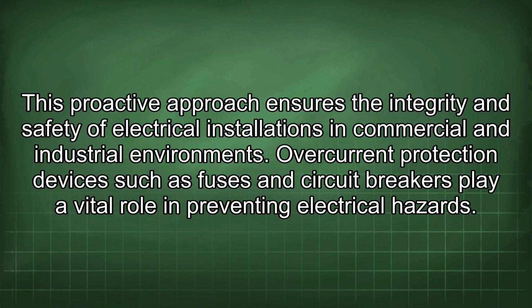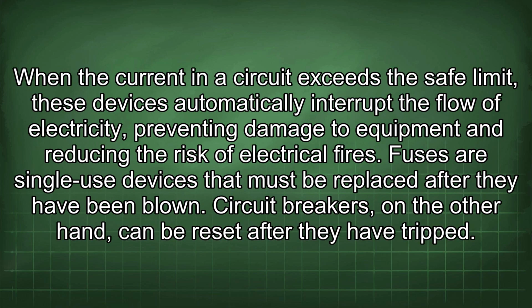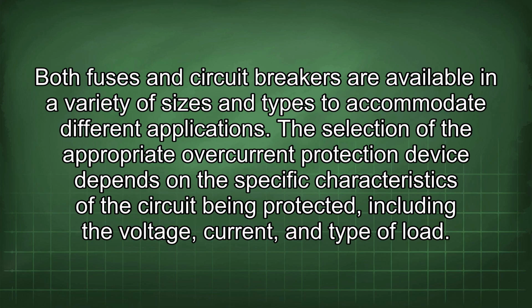Overcurrent protection devices such as fuses and circuit breakers play a vital role in preventing electrical hazards. When the current in a circuit exceeds the safe limit, these devices automatically interrupt the flow of electricity, preventing damage to equipment and reducing the risk of electrical fires. Fuses are single-use devices that must be replaced after they have been blown. Circuit breakers, on the other hand, can be reset after they have tripped. Both fuses and circuit breakers are available in a variety of sizes and types to accommodate different applications.